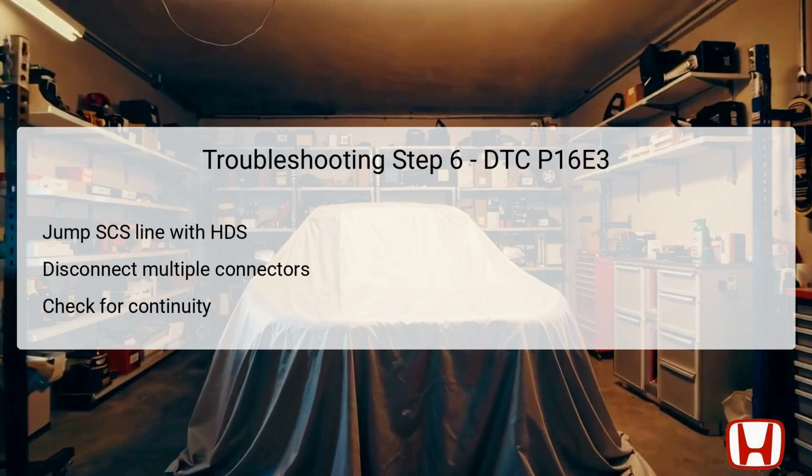At this point in the process, you'll once again jump the SCS line using the HDS to set up optimal testing conditions. Following this, disconnect the 12-volt battery sensor 3P connector and the PCM connector A, 51P. With these disconnected, you can now check for continuity between test points, specifically between terminal number 3 of the 12-volt battery sensor connector and number 26 of the PCM connector A. This examination verifies the integrity of the LIN communication line.